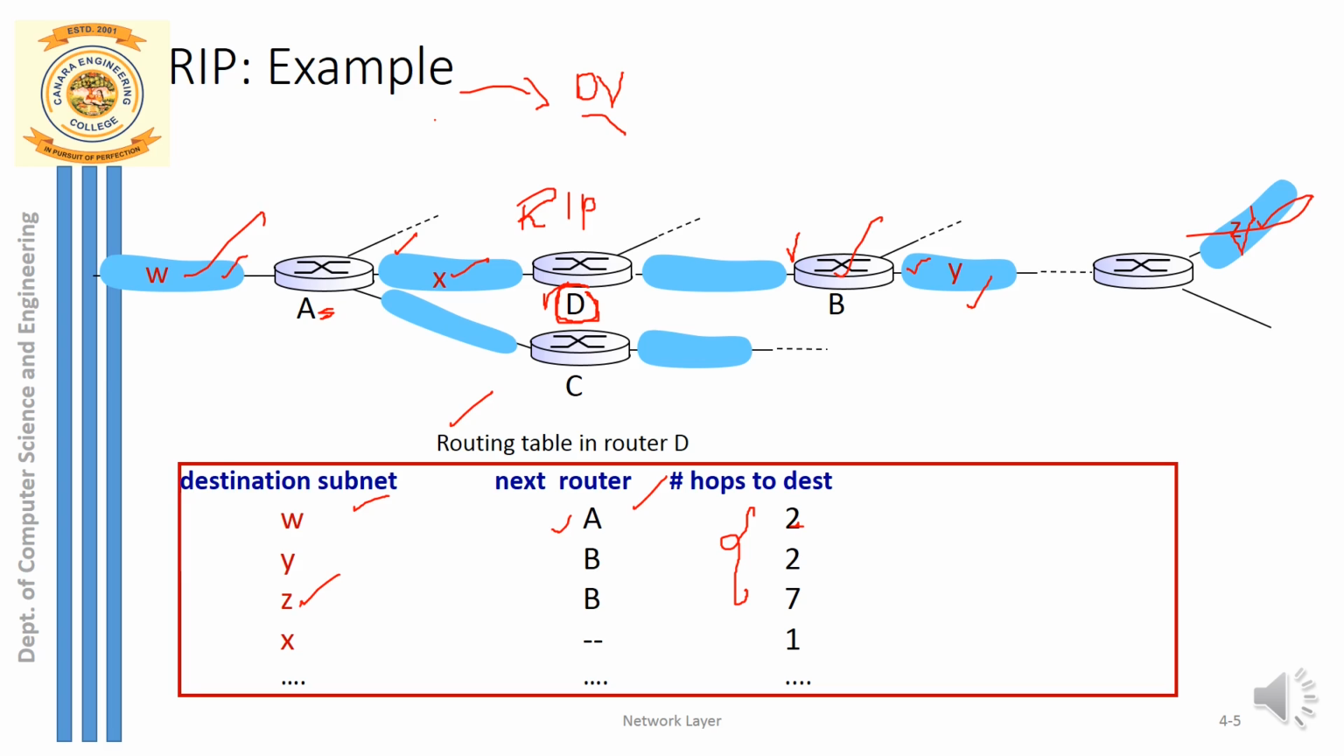Right? So here we can assume that the cost to reach from D to this final destination Z is 7. So what is the meaning? There might be some other intermediate nodes in between. So the cost is 7, and via which router do we reach it? For Z, it is via router B. And finally, I have X also, which is directly reachable from router D at cost 1, and there is no next hop router for that, right? So this is actually the forwarding table that is calculated for router D.